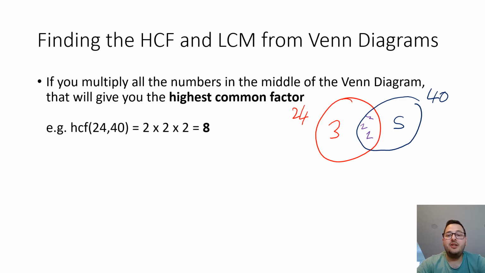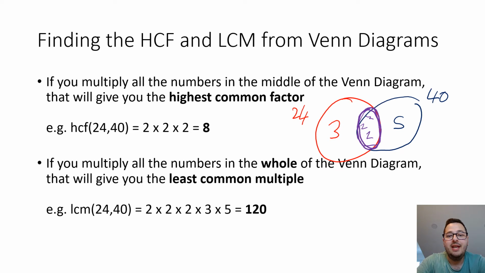For the highest common factor, all you have to do is multiply all the numbers in the middle, this overlap here, and that will give you the highest common factor. Here we've got 2 times 2 times 2, so the highest common factor of 24 and 40 is 8. To figure out the least common multiple, you times everything in the Venn diagram together. So it's 3 times 2 times 2 times 2 times 5, and that will give you 120.